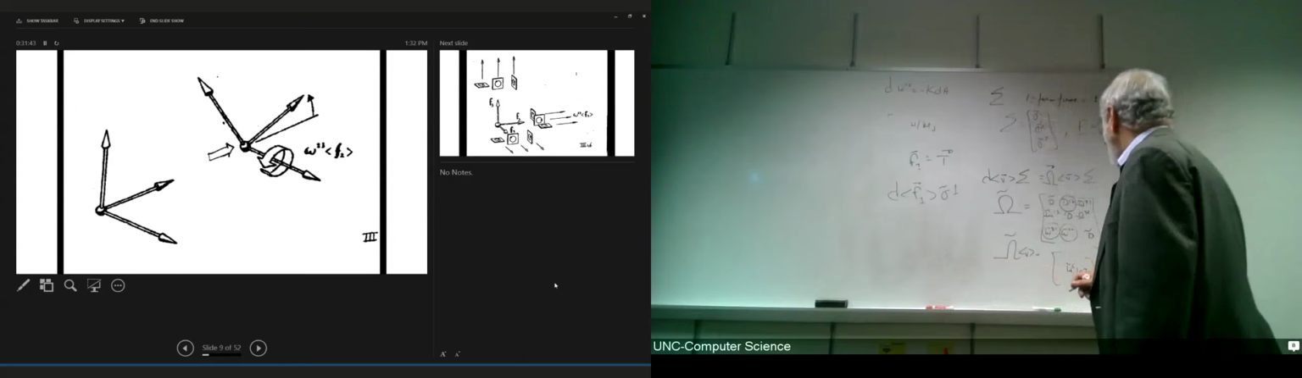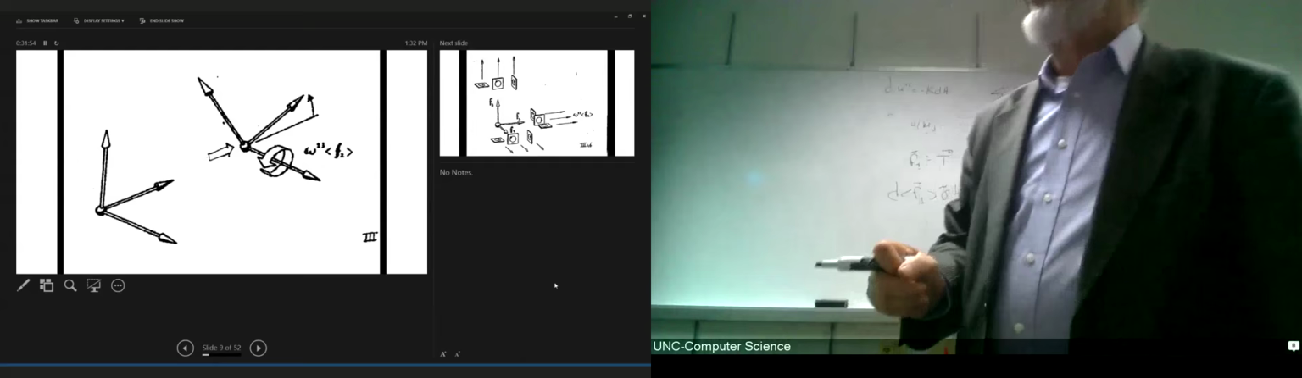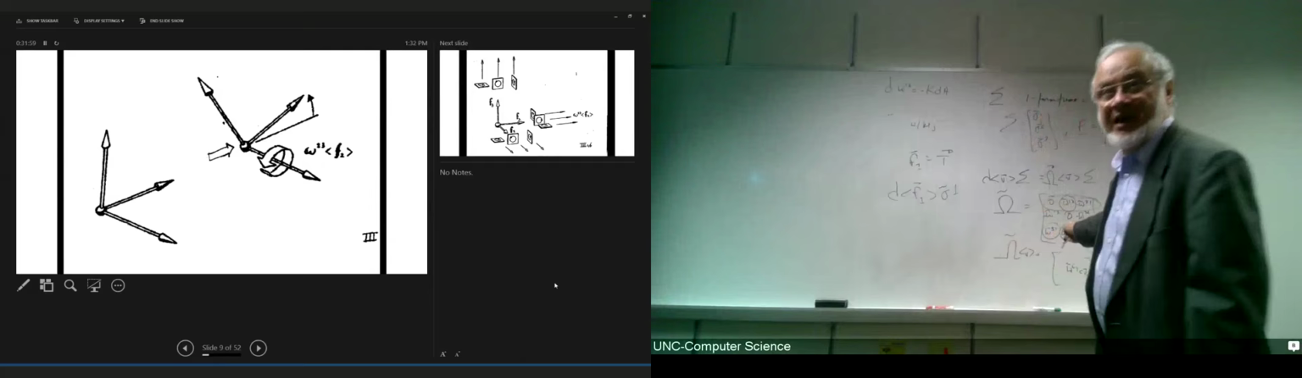Right? So that's what this row tells us. What happens to sigma 1? This row tells us what happens to sigma 2. This row tells us what happens to sigma 3.